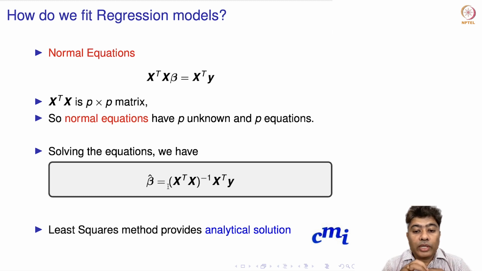Now solving this equation, we have beta hat equal to x transpose x inverse x transpose y, and this solution is called the ordinary least squares solution, or OLS. The least squares method provides an analytical solution. We have an exact analytical solution because all we have is the data, x and y. You just plug in x and y in this formula, and this will give you beta hat, and that's it. Your model is ready. You can deploy it in a production setup.